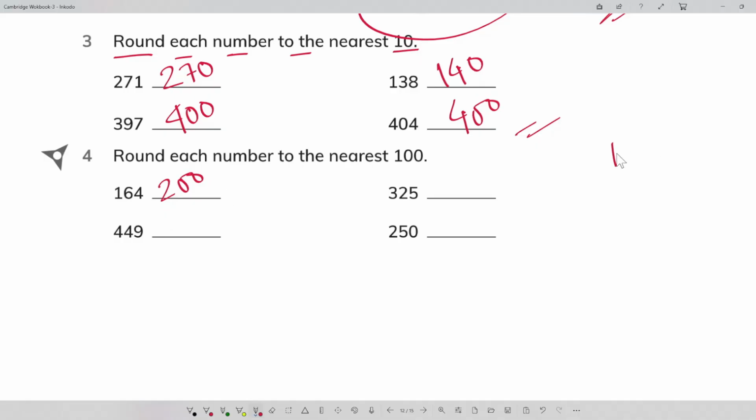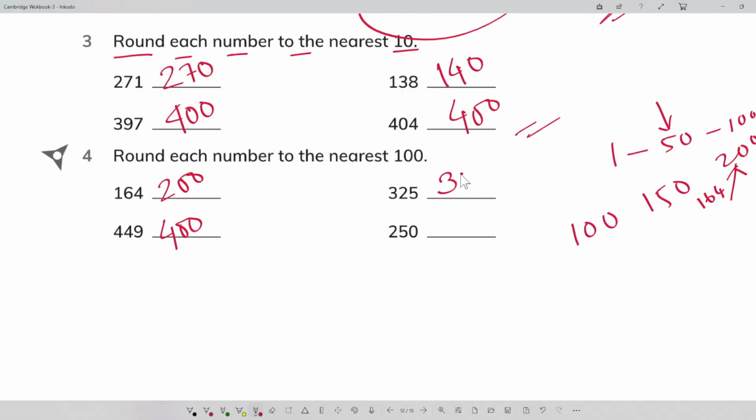So look, 100, 150, 200. We always think which is the nearest middle. Suppose here is 164. So 100, 150 and 200. 164 is past 150, so the nearest 100 is 200, right? Now 449, this one we can say nearest 100 is 400. 325, so here is 300. 250, the nearest should be 300. Okay, here is 300. So this is a very simple question.